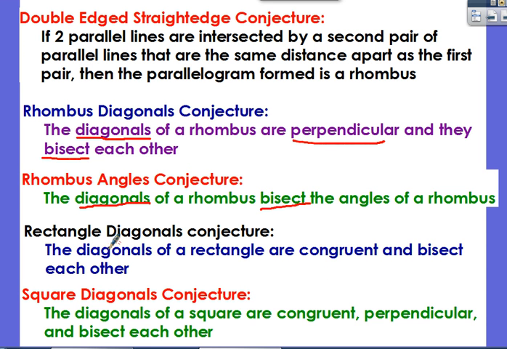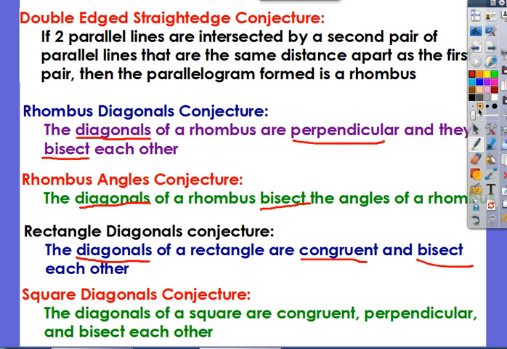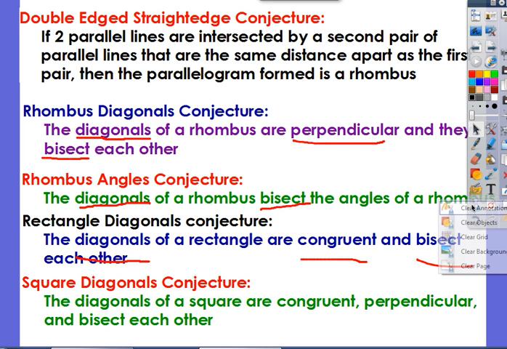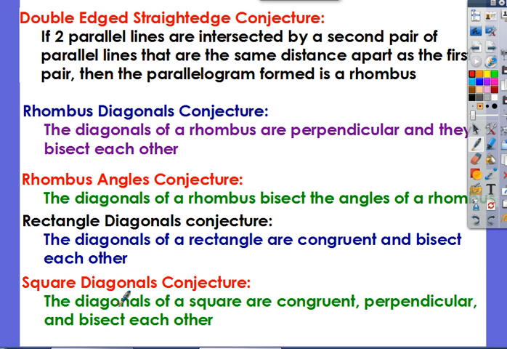The rectangle diagonals conjecture: the diagonals of a rectangle are congruent and they bisect each other. Again, another piece of information that we're going to be covering every day. It's going to be good to know. And the last one, the diagonals of a square are congruent, perpendicular, and bisect each other. And what you'll notice here is that the square kind of combines the rectangle and the rhombus, because a square is a rectangle and it is a rhombus.